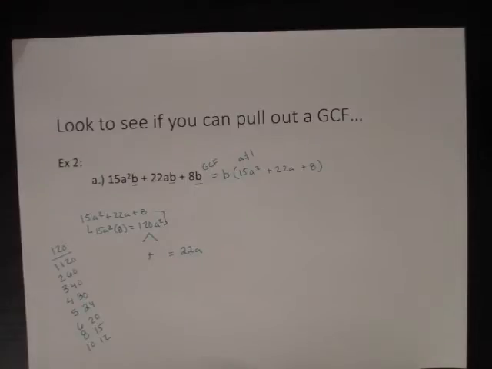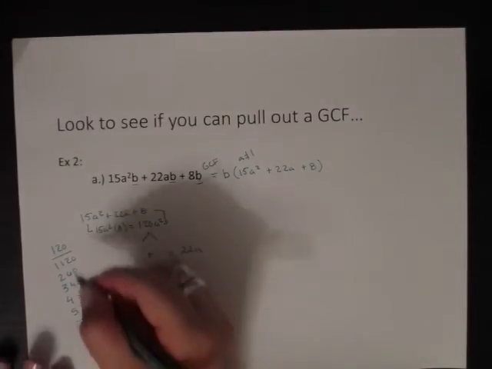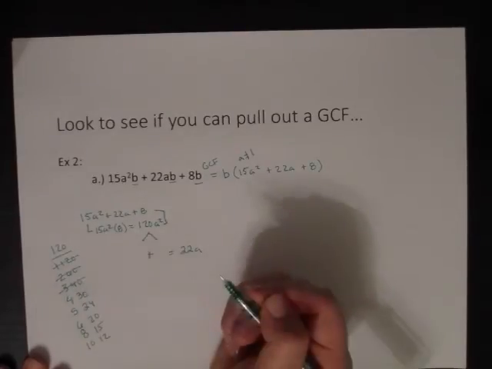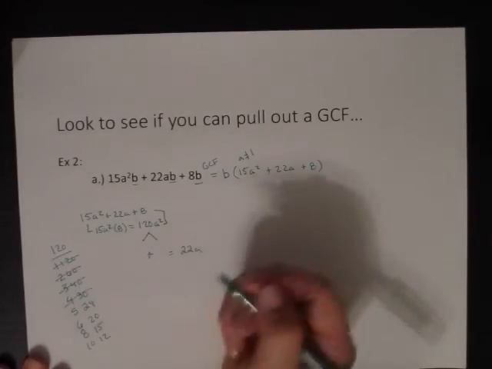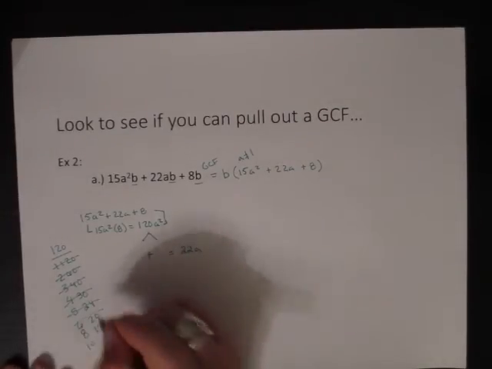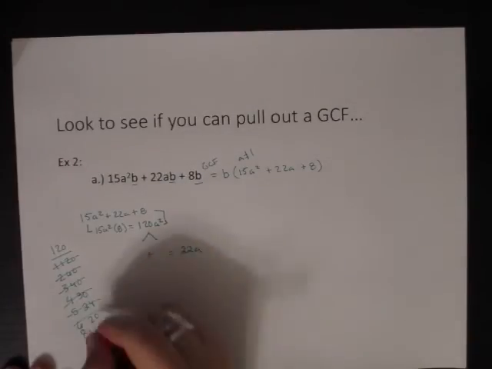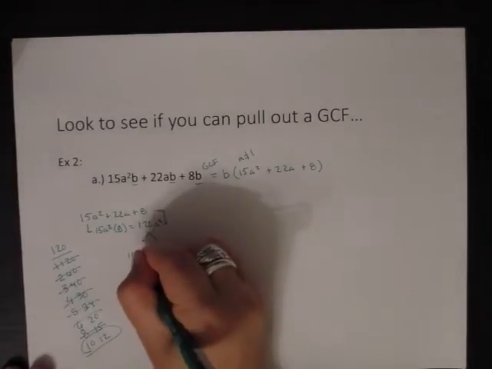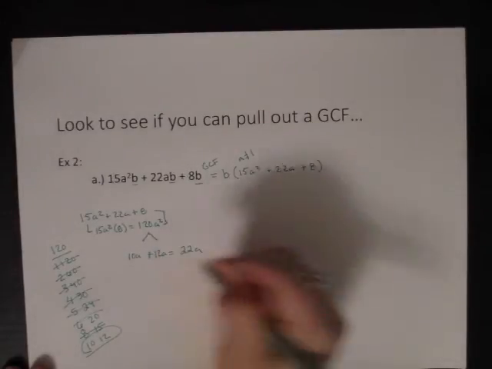Okay, so I have to use addition to get to 22. 1 and 120 is definitely not going to work. 2 and 60 is not going to work. 3 and 40 is not going to work. 4 and 30 does not work. 5 and 24 will not work. 6 plus 20 is 26. That does not work. 8 plus 15 will not work. So the only one that works is the 10 plus 12. So we got 10a plus 12a.